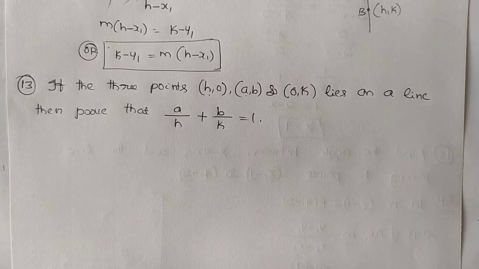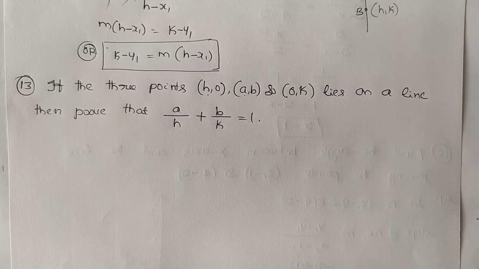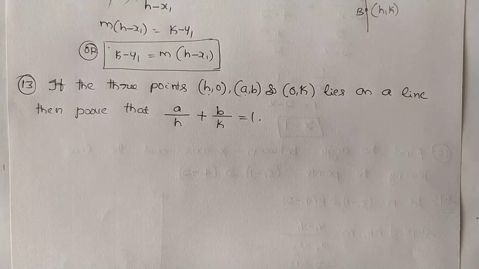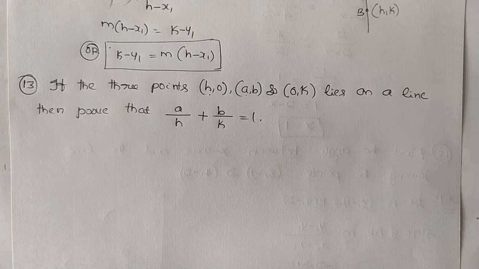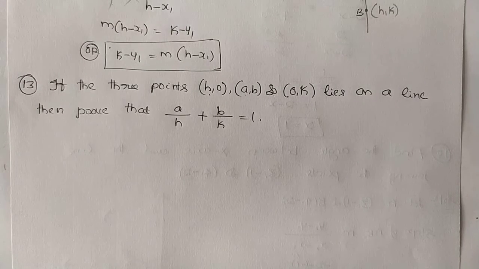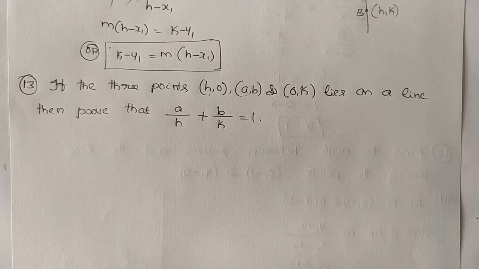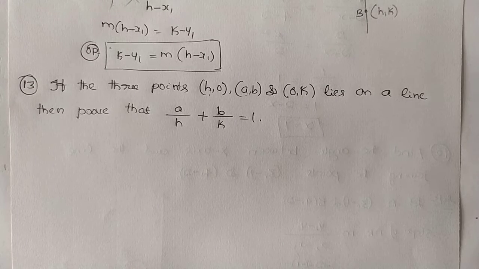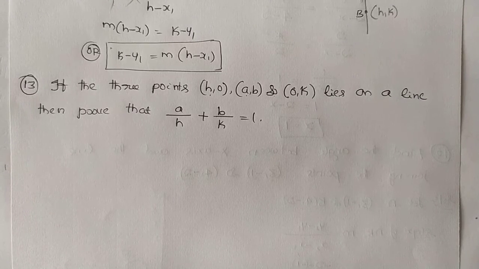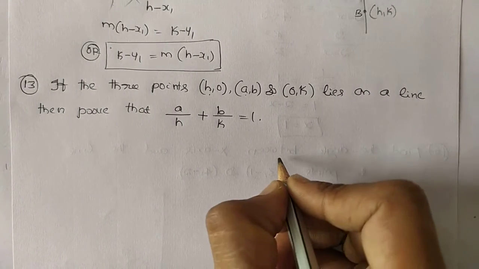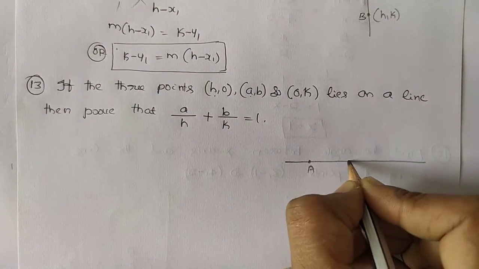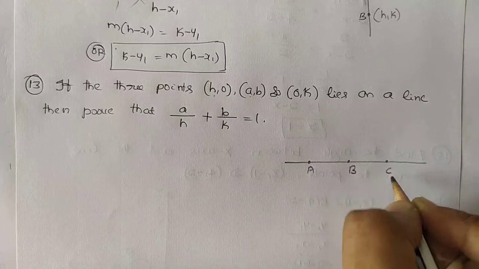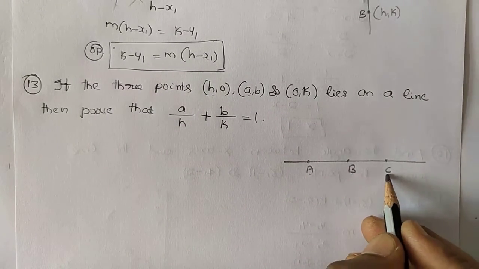Now recall the conditions for collinear points. I told you 3 conditions. First, slope of AB equals slope of BC. Second, the distance formula. Third, area of triangle is 0. In that, I am choosing the first one, slope of AB equals slope of BC. This is the point A, this is the point B and this is the point C. Slope of AB equals slope of BC. That's it.